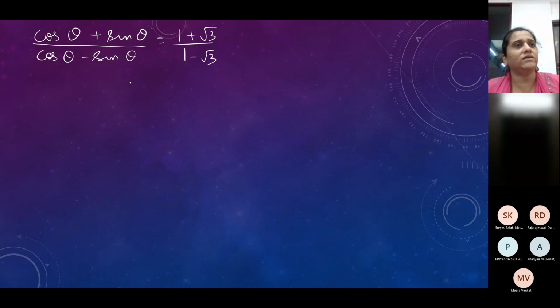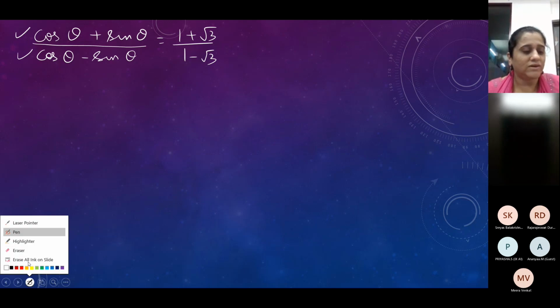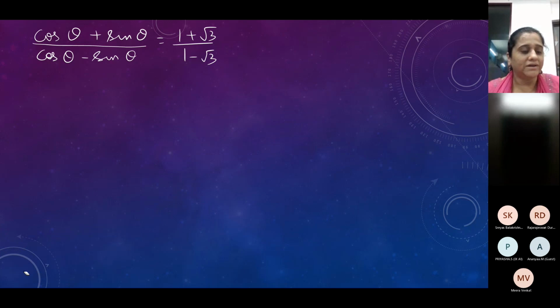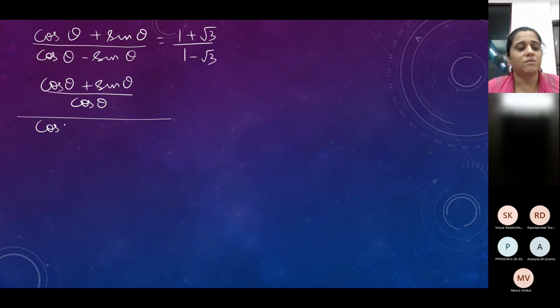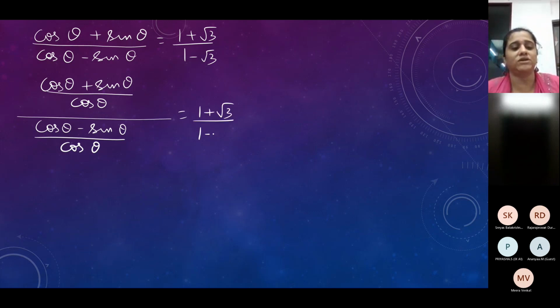Now you can divide the numerator and the denominator of the LHS by cos theta. Let me write and tell you why to divide by cos theta. So it's like this: (cos theta + sin theta) divided by cos theta, the whole upon (cos theta − sin theta) divided by cos theta. You're dividing both the numerator and denominator by cos theta, is equal to (1 + root 3) by (1 − root 3).